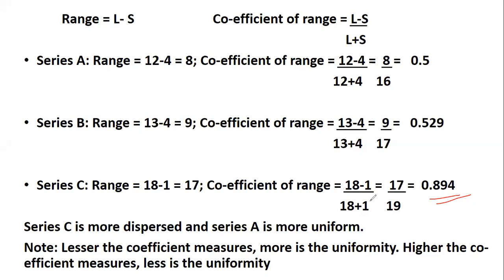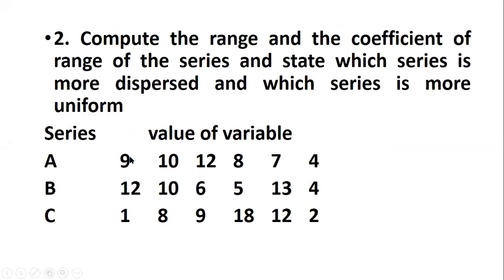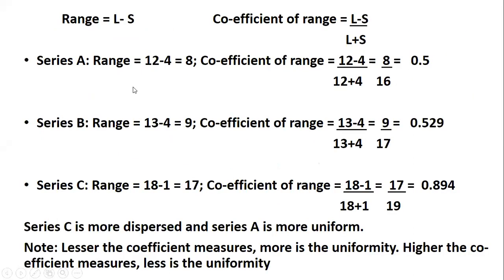Okay, so throughout the problem, what we did was we just analyzed which is the highest value of the series, which is the lowest value of the series, and we subtracted them. So for series A, for every question here, what is the highest value and the lowest value, and we calculated. For series B, again highest value and lowest value, and we calculated. Again for series C, highest and lowest, we calculated the range. So how did we calculate range? The formula goes L minus S.